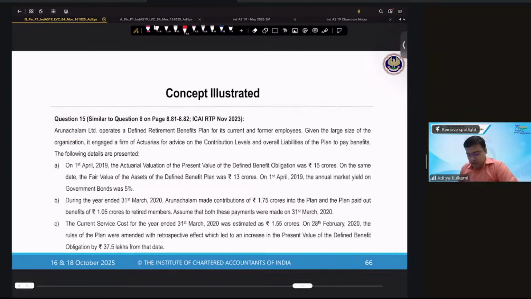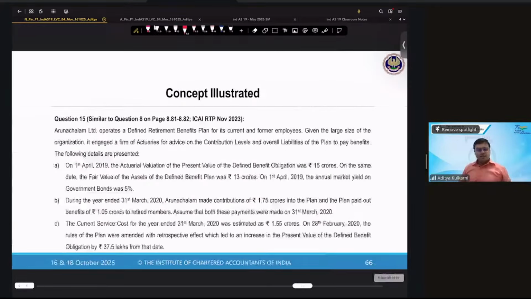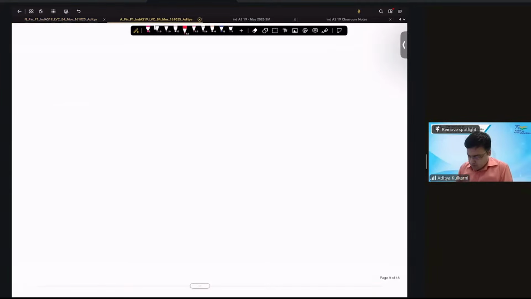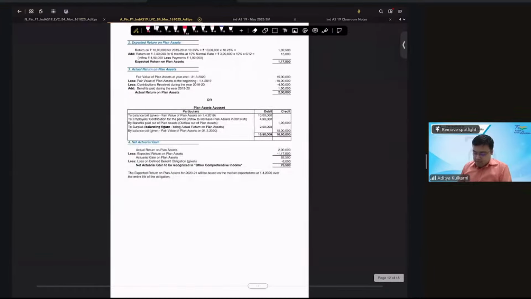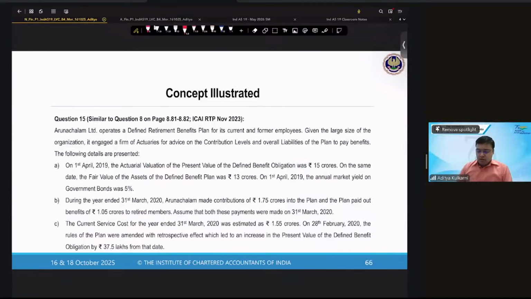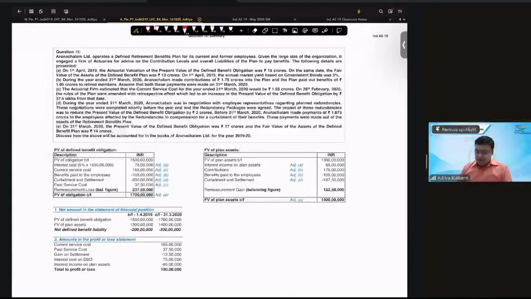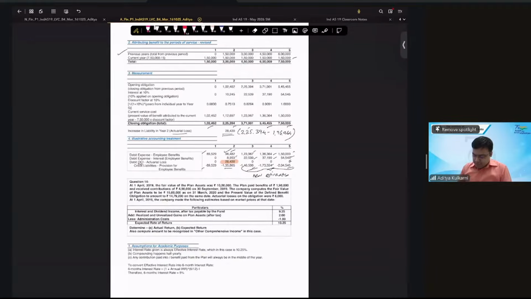Okay. Now we come to the most important question of this section. Once you do this and you get it, then I think I don't have to explain any other concept in this particular chapter, as far as this post-employment obligation is concerned. Okay. So what we will do is, the solution is also there. So we will go on tabulating the question along with the solution.